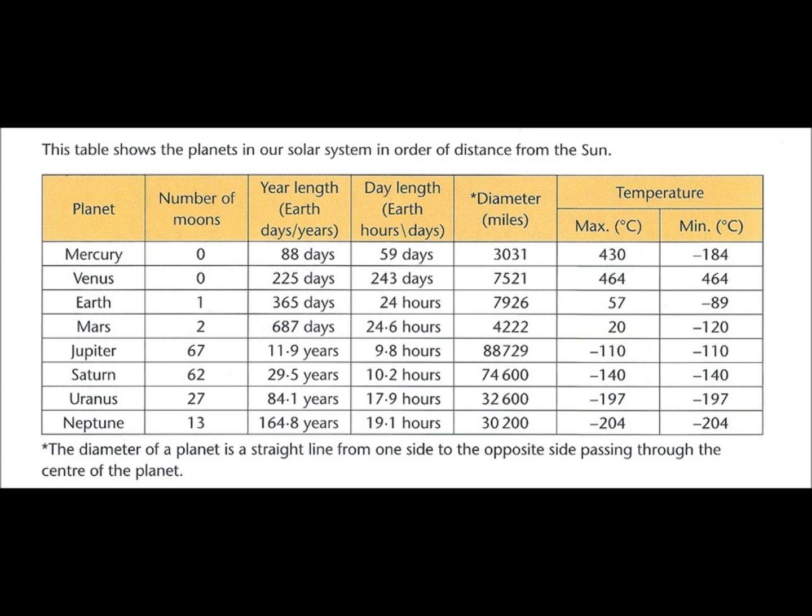So challenge number 1 then. Can you find the total number of moons in our solar system? So think about where you would look to find the total number of moons. Where's the information held for the number of moons? And how would you find the total number of moons? Think about what that word total means. Pause the video, see if you can have a go to find the total number of moons in our solar system.